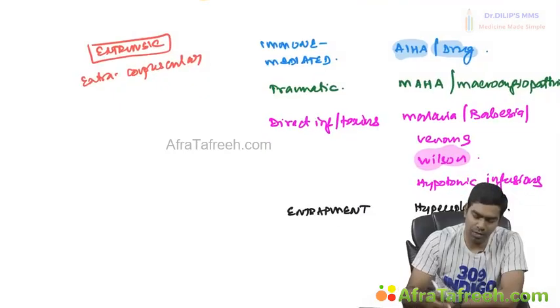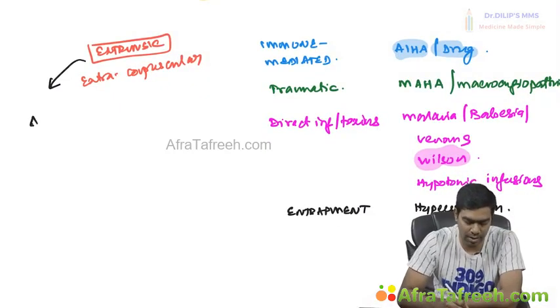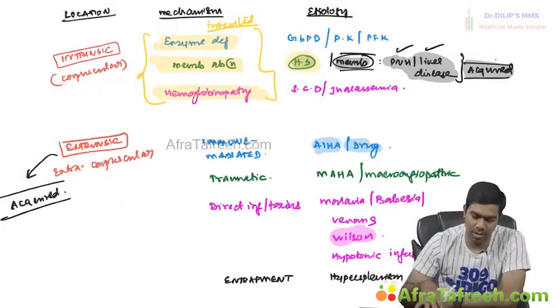The beauty of extracorpuscular, extrinsic defects is that all are acquired. Every single thing I have mentioned in the extracorpuscular defects is acquired in nature. They are not inherited at all. So these are the typical examples. This is how you classify a hemolytic anemia in the first place.